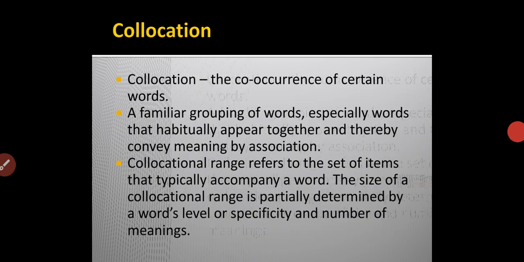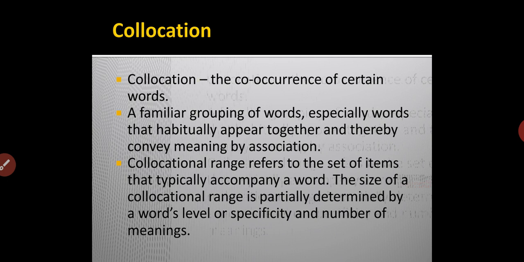This is foregrounding, but before we go to foregrounding, I would like to talk a little more about collocation. So we've already seen that collocation is the co-occurrence of certain words. There is a familiar grouping of words, especially words that habitually appear together and thereby convey meaning by association. So whenever collocative phrases appear, you automatically understand a certain meaning. You not merely get its denotative meaning, it also indicates certain connotative meaning as well, right? So they convey meaning only through association.